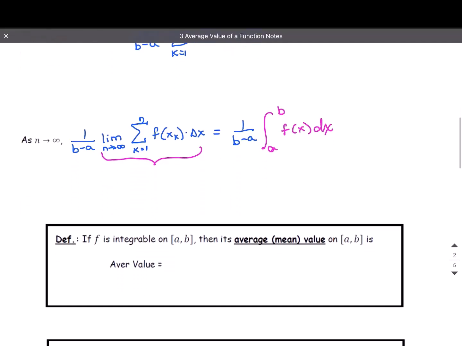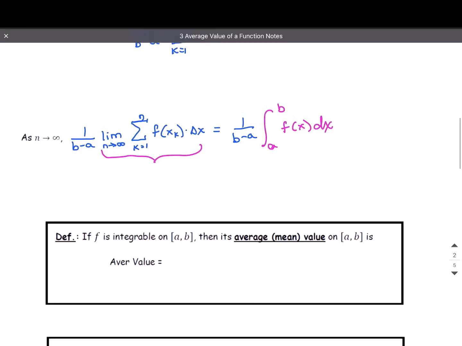So now you know that if f is integrable on the closed interval from a to b, then its average value or its mean value on that interval is 1 over b minus a times the integral from a to b of f of x dx. That's a real important rule. That's one of those that, unfortunately, you have to know. I know I don't tell you to memorize too much, but that's one you've got to memorize.